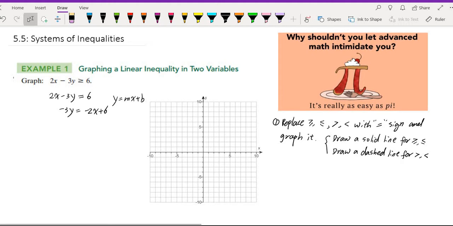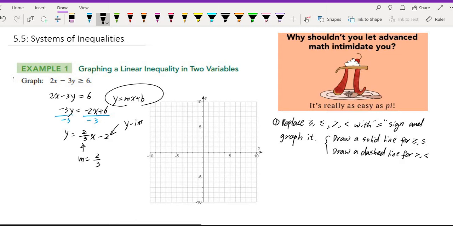And then we're going to divide every single term by negative 3. Okay? Then that will be y equal to 2 over 3x, then 6 divided by negative 3, that's just negative 2. So once we have this, we know m is your slope, right? So in this case, our slope is m equal to 2 over 3. And then here, that's my y-intercept. This is a little bit of review, okay?